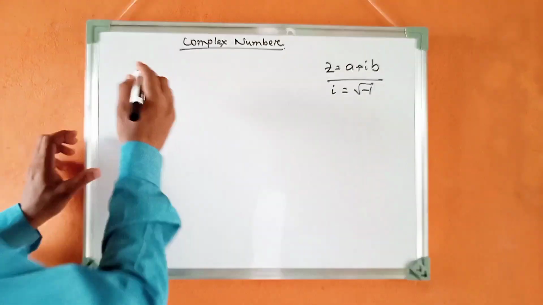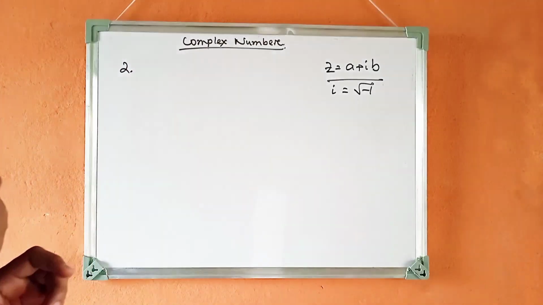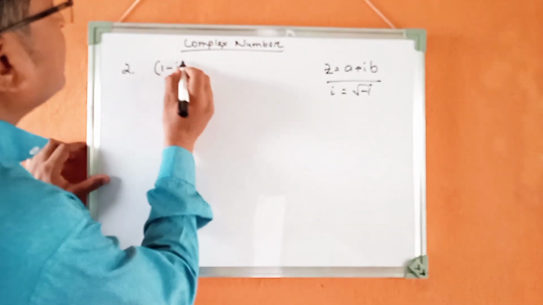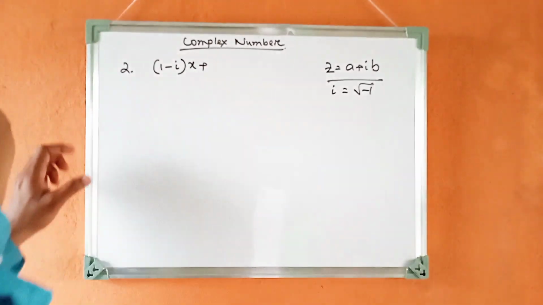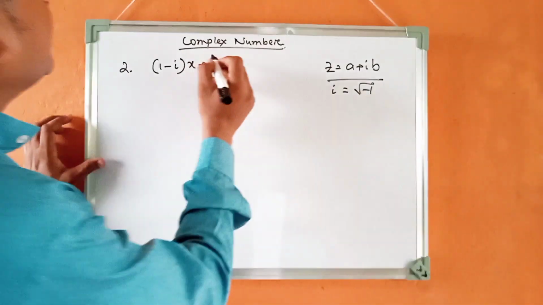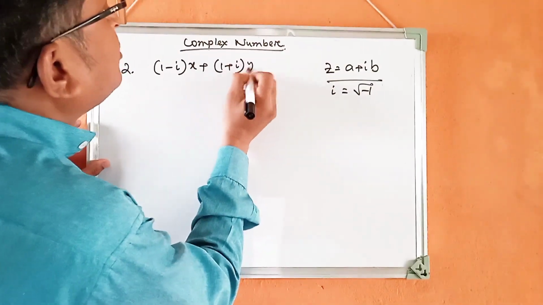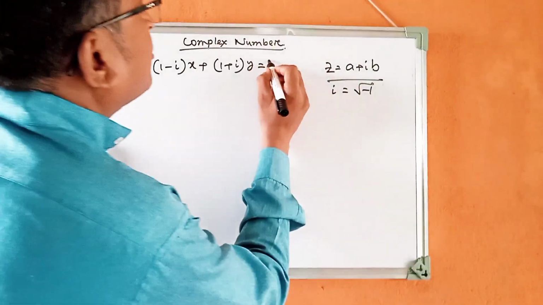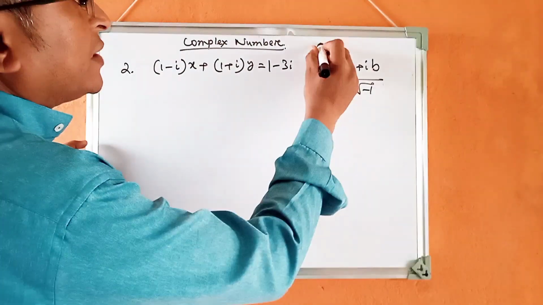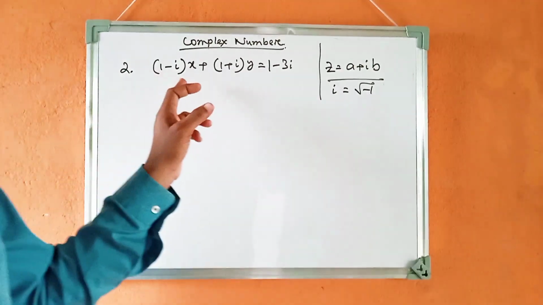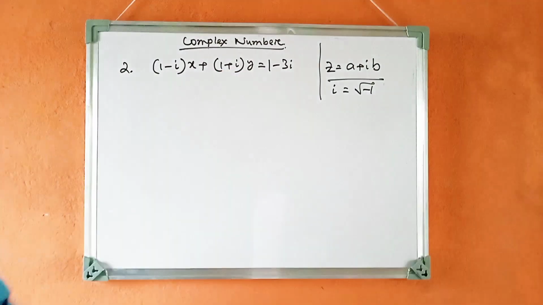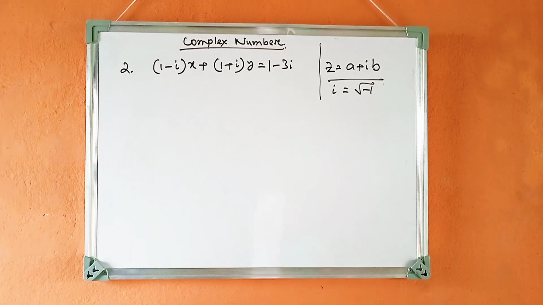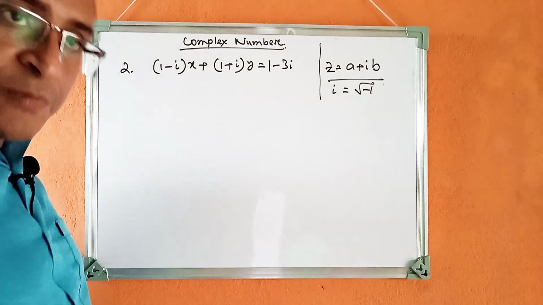Example number 2. First of all, look at the question. 1 minus i into x plus 1 plus i into y equal to 1 minus 3i. This is the question. Now see, 1 minus i into x plus 1 plus i into y equal to 1 minus 3i. Now the question is find the value of x and y. See how to solve this problem.